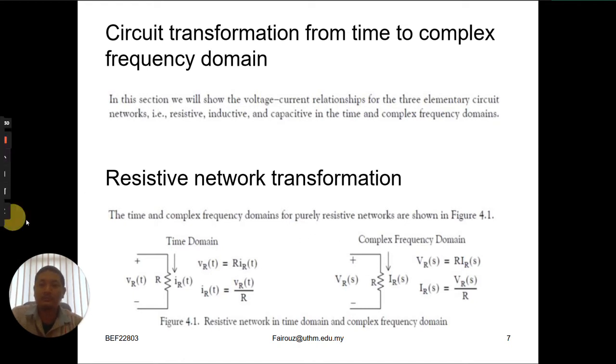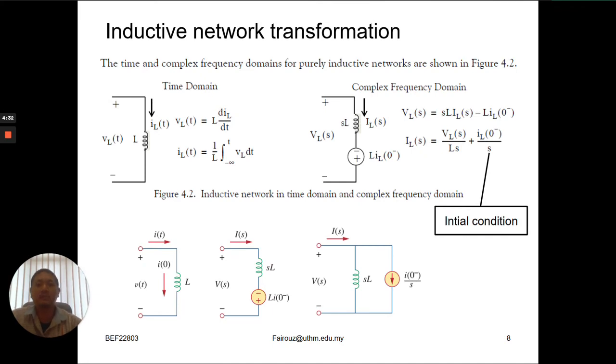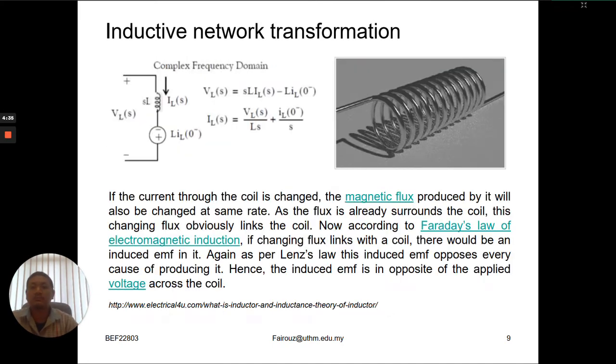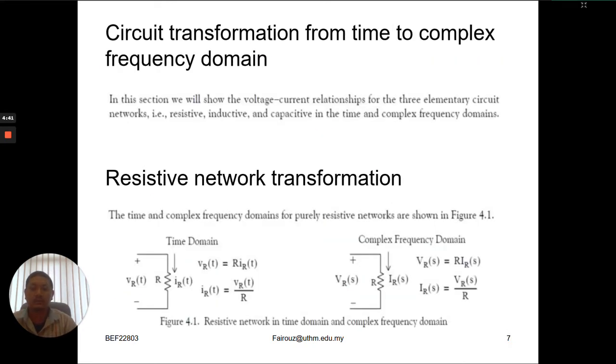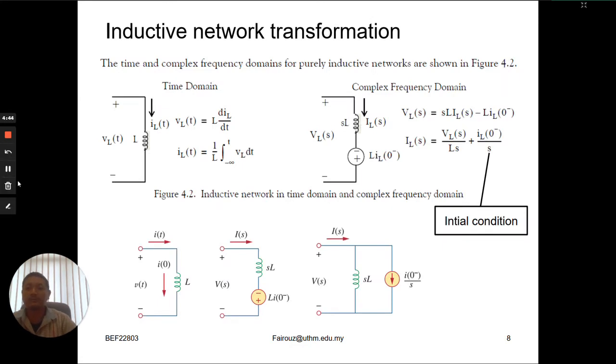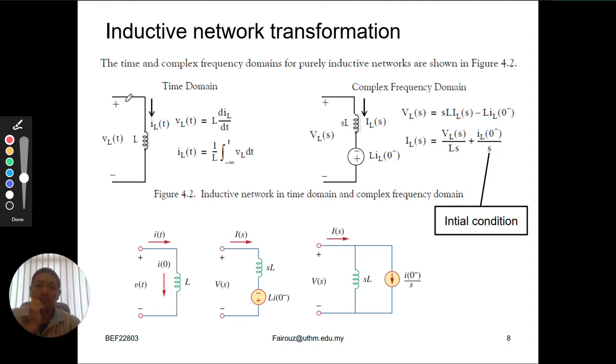Now let's look at the inductive network transformation. Same thing: we have the inductor here, L, and then we have the voltage across the inductor, which is v_L, and the current of the inductor, which is i_L.